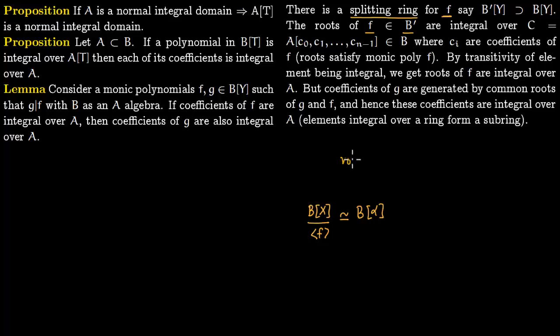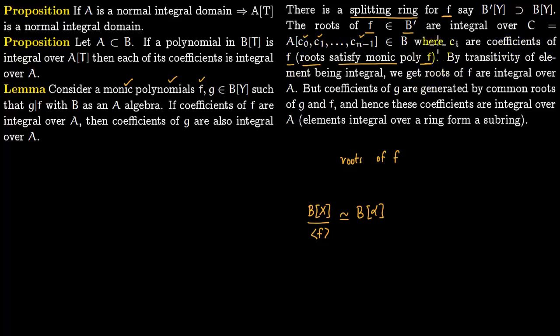So roots of f, they are integral over such a ring A, c0, c1 all the way to c(n-1). So why are they integral? Because the roots satisfy a monic polynomial f, because the minimal polynomial is always f. We are starting with a monic polynomial f, and the coefficients of the monic polynomial lie in this ring A adjoined with c0, c1 all the way to c(n-1), because these c0, c1, c(n-1) are precisely the coefficients of f.